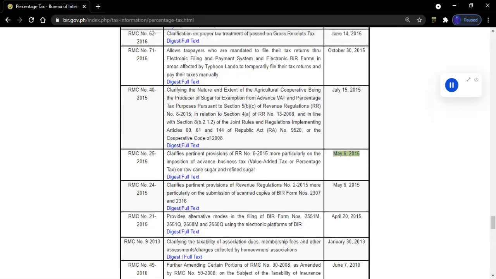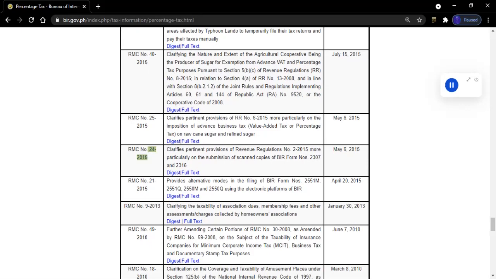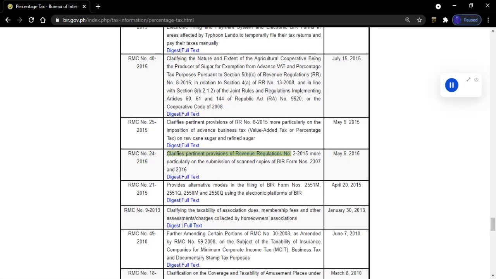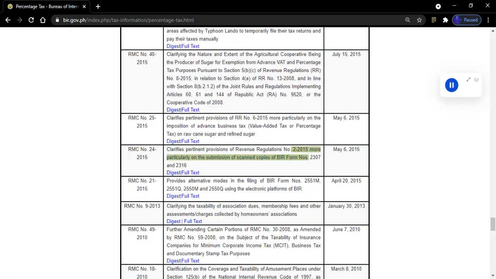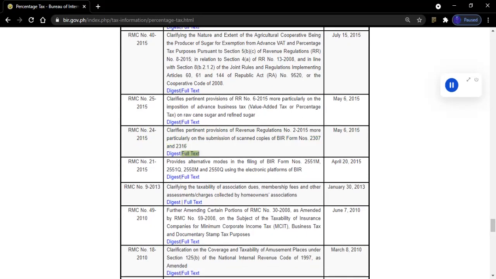May 6, 2015. RMC No. 24-2015. Clarifies pertinent provisions of Revenue Regulations No. 2-2015 more particularly on the submission of scanned copies of BIR Form Nos. 2307 and 2316. Digest. Full text.